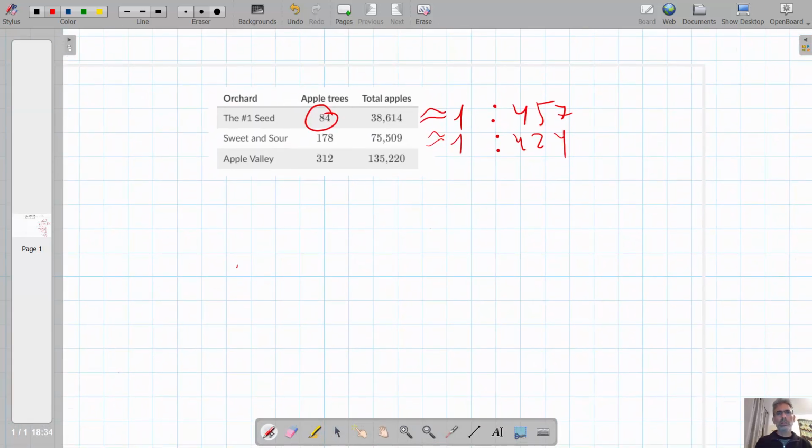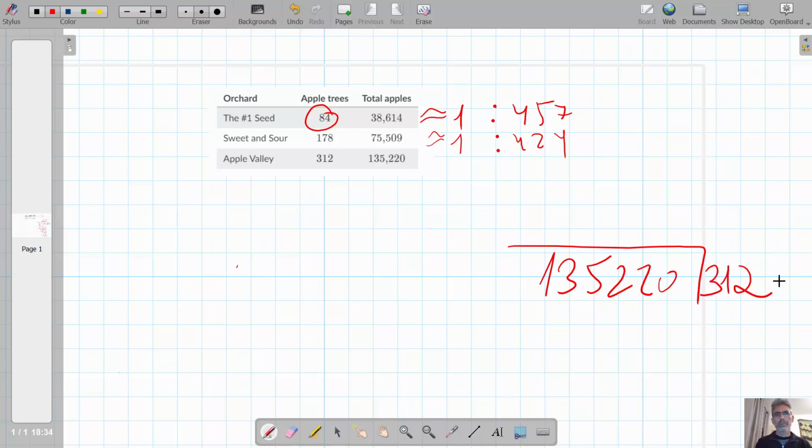Last orchard is 135,220 divided by 312. 312 goes into 1,304. Let's see. 312 times 4. This is 8, this is 4, this is 4 times 1,248.